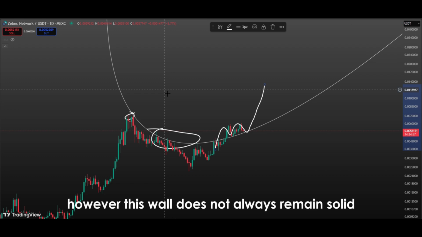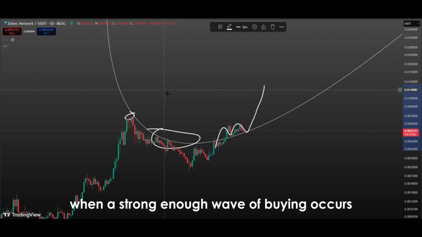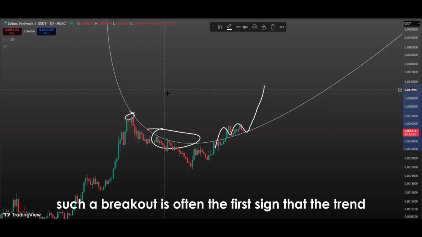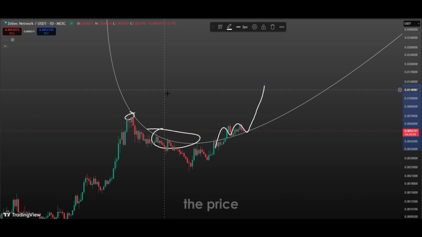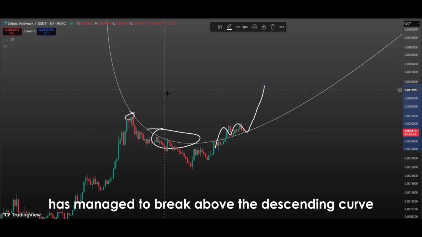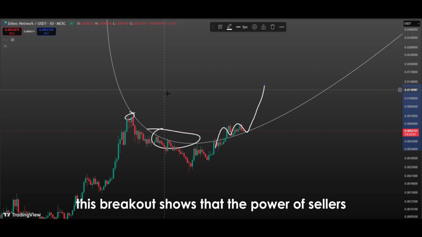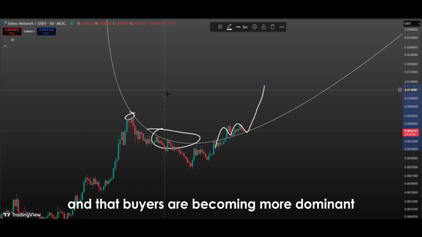However, this wall does not always remain solid. When a strong enough wave of buying occurs, the price breaks above this curve. Such a breakout is often the first sign that the trend may be reversing. That is exactly what is happening now. The price has managed to break above the descending curve that has kept it under pressure for a long time. This breakout shows that the power of sellers in the market is weakening and that buyers are becoming more dominant.